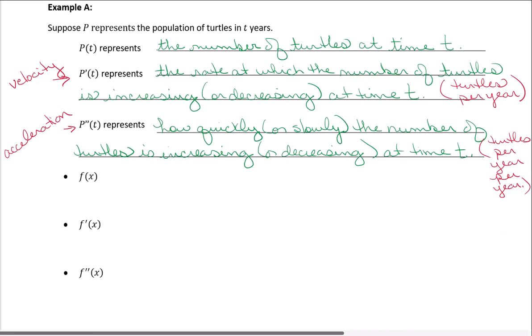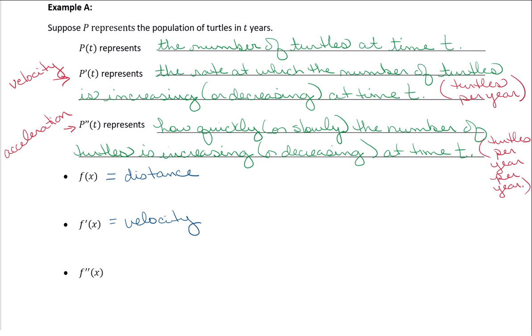So let's take a look at these examples here. Let's suppose we say f of x represents distance. Then the derivative f prime of x would be the velocity. And then the double prime or second derivative is acceleration. So think of those car commercials. We know our car can go 60 miles an hour, but acceleration is when they say we can go from 0 to 60 in 3 seconds. That's acceleration.